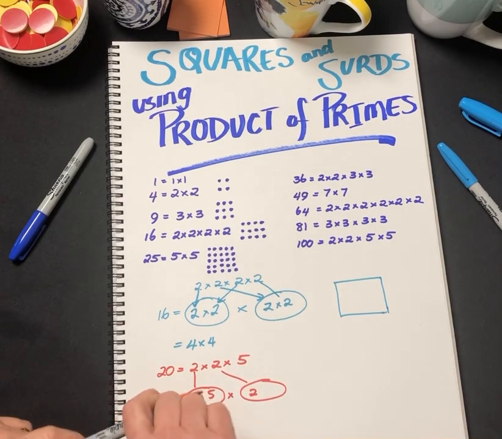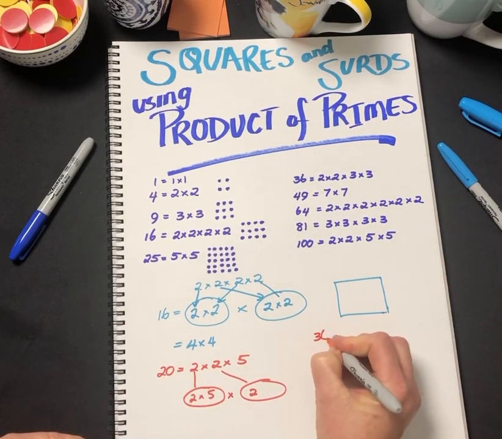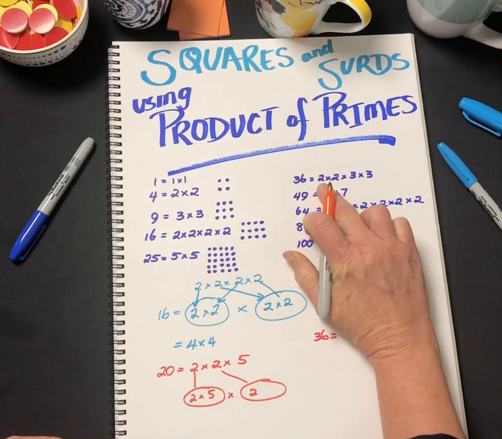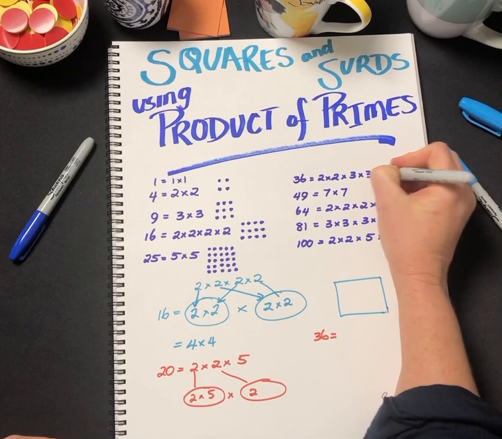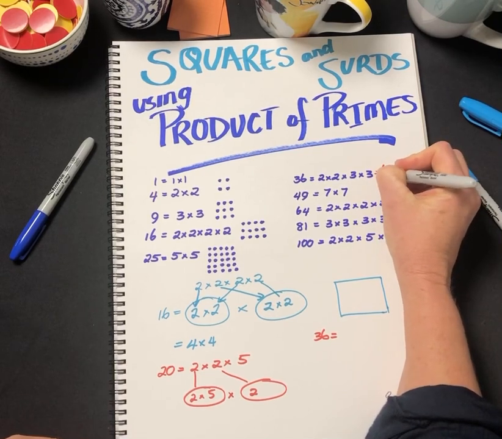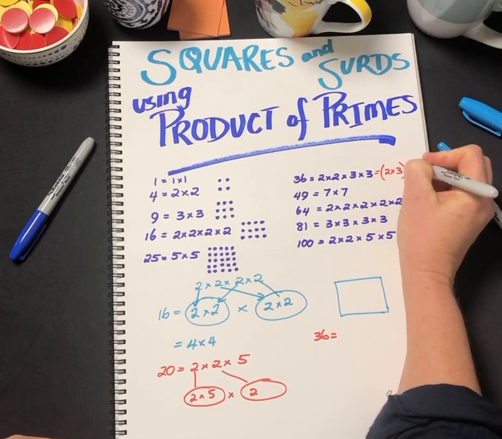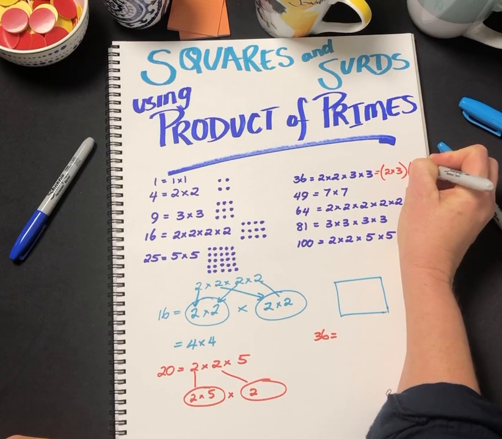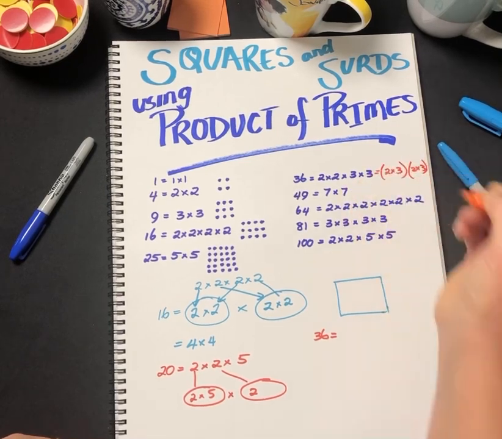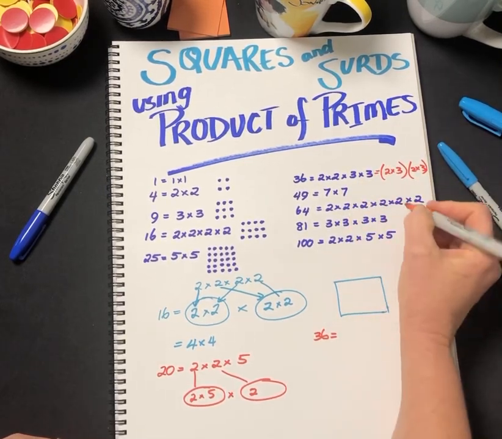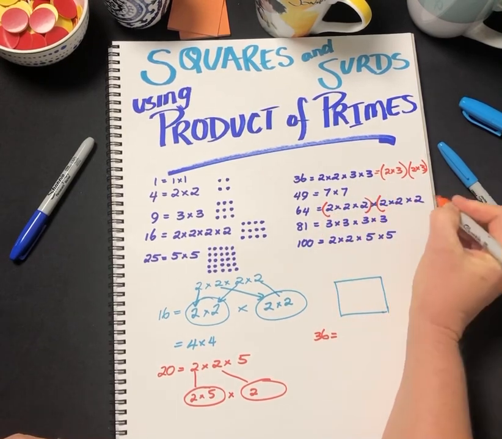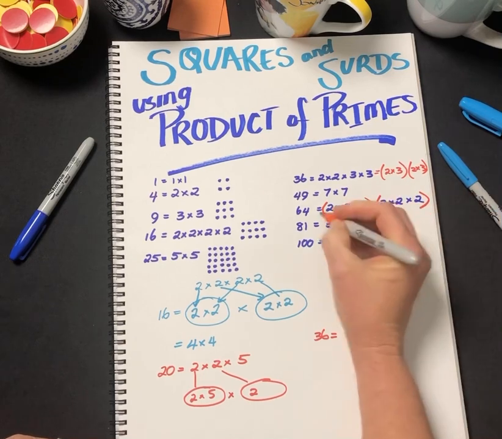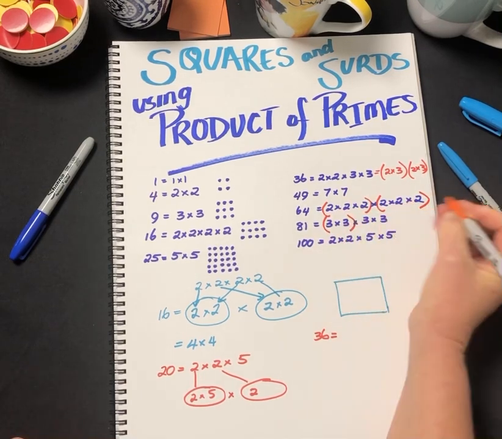Let's have a look at 36. Well, 36 we could have broken into 2 times 3 times 2 times 3. Same with 64, we could have broken that into 2 groups. Same with 81.